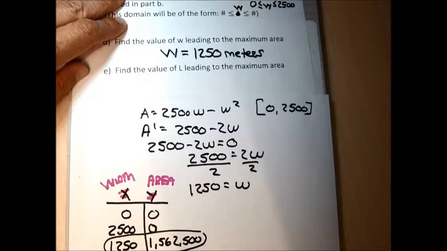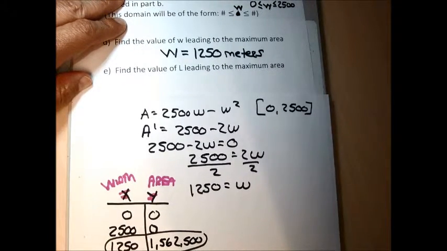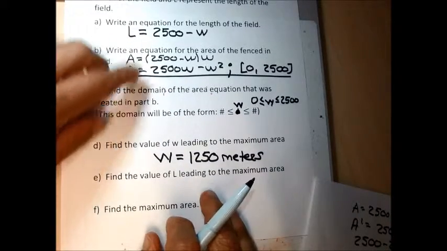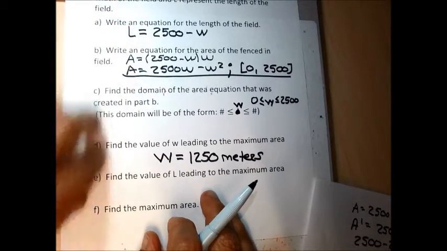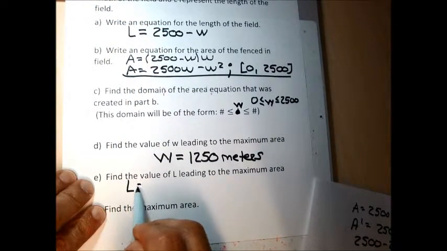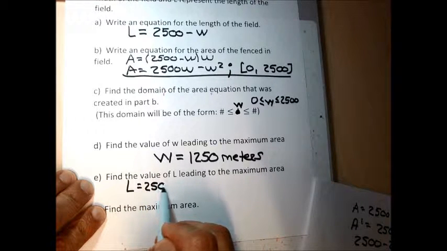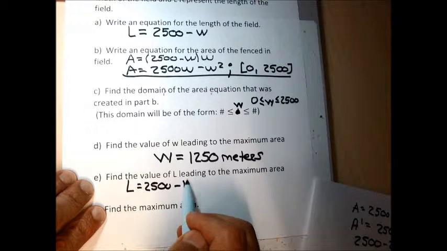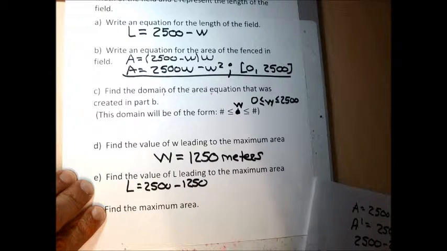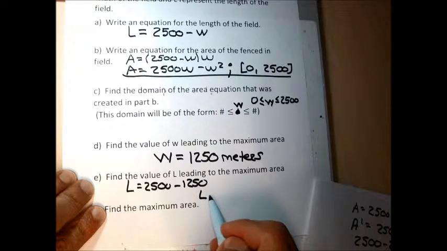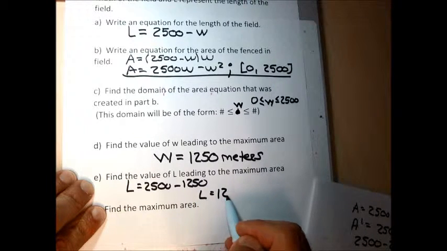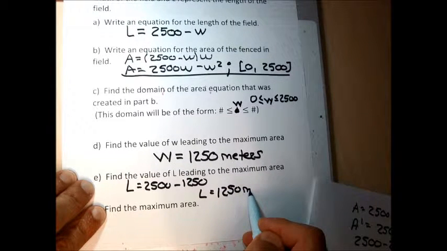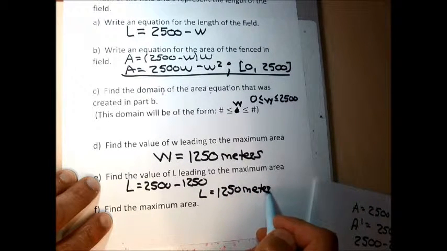Part E, find the value of the length that leads to maximum area. Well, I know that length is 2500 minus w, so I'm going to go length is 2500 minus w, which is 1250. That I can do in my head. That's 1250. So the length is going to be 1250 meters as well. So it's actually going to be a square, but a square is a rectangle.